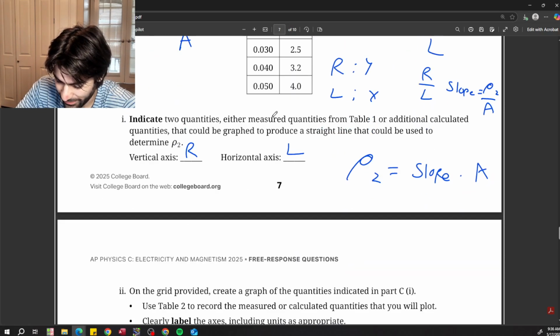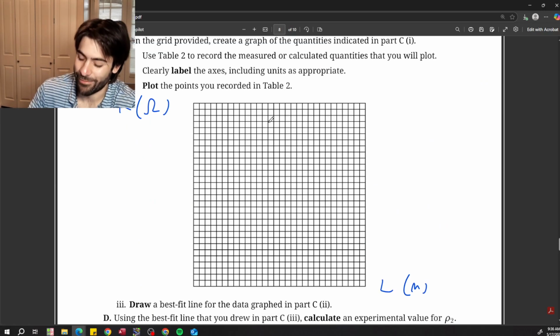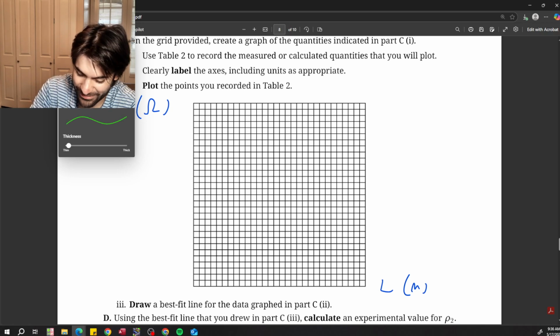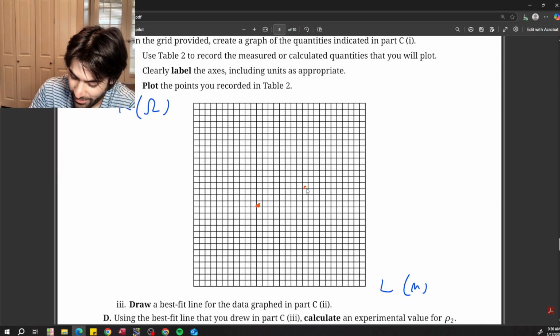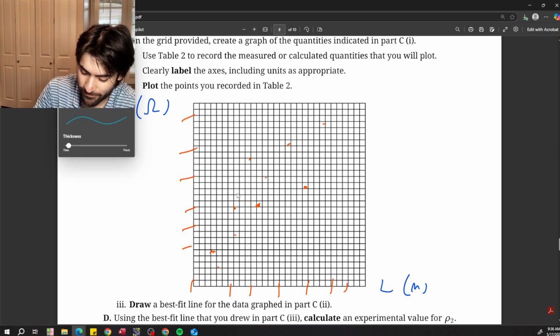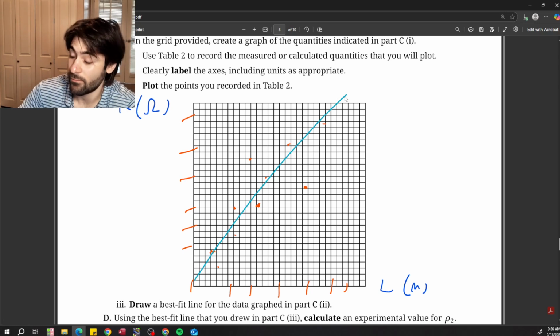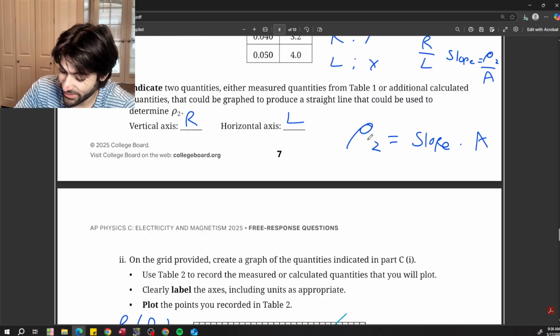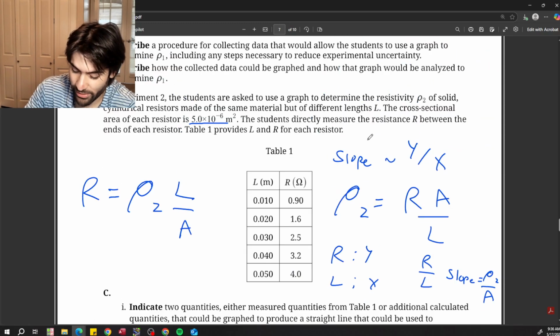Go ahead and plot these. I'm not going to waste my time doing that. I assume you know how to plot a simple graph like that. Make sure that you list your markings on the axes. You would draw a line of best fit, something like this. Find the slope, and remember, in order to find the resistivity, we take that slope and multiply by the cross-sectional area, which was given here.